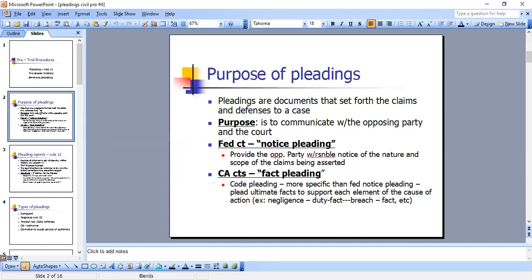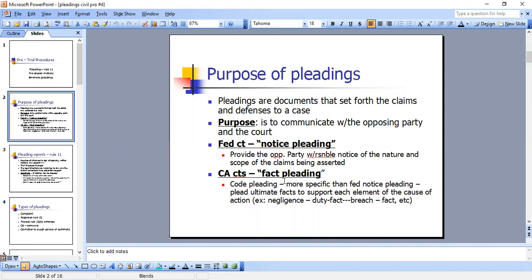Purpose of pleadings. Pleadings are documents that set forth the claims and defenses to a case. The purpose of them is to communicate with the opposing party and the court. Federal court has notice pleadings, which are plausible, not exactly using element of fact. Element of fact is going to provide the opposing party with reasonable notice of the nature and scope of the claims being asserted. Now California is more strict on it.